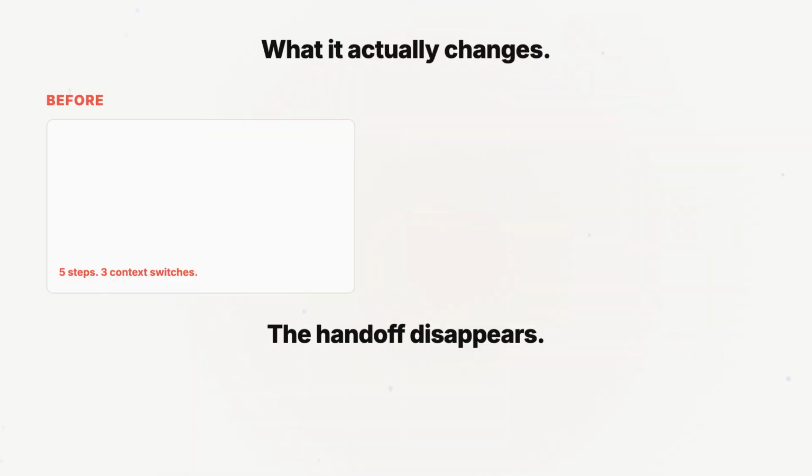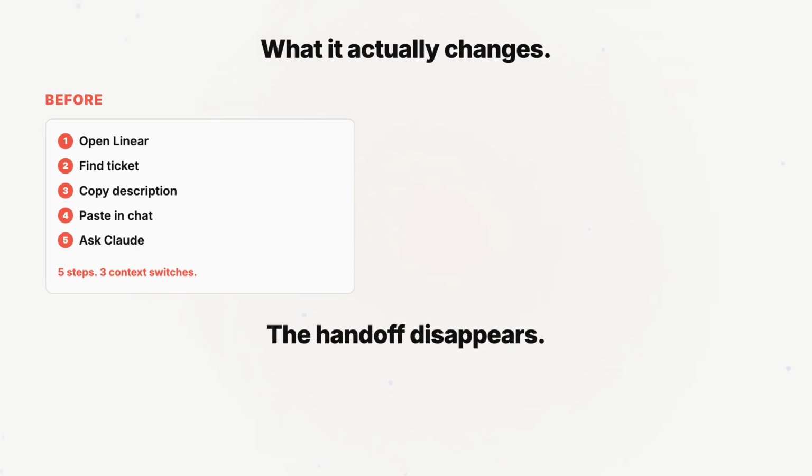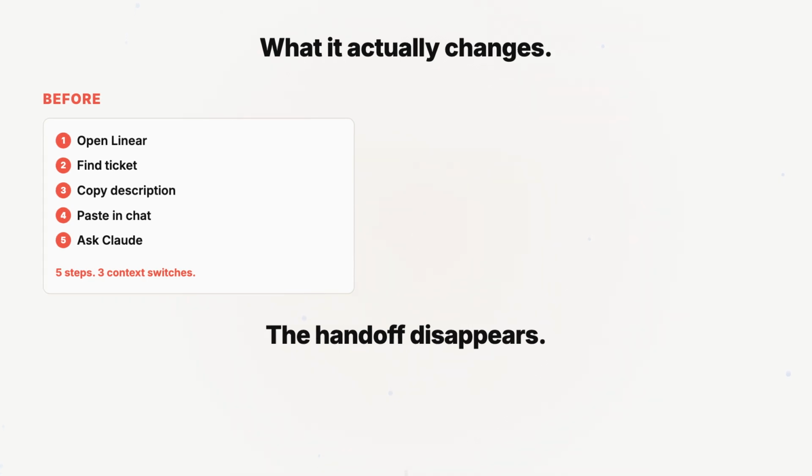Right, so let me show you what that actually changes. Before, you would open Linear in a browser, find the ticket, copy the description, paste it into Claude Code, then ask Claude to implement it. Five steps, three context switches. Half an hour gone before any code is written.